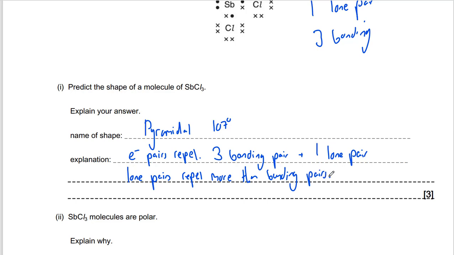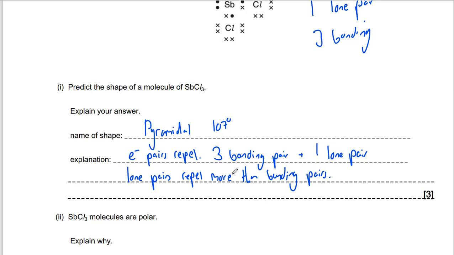It never changes. If you always set out your explanation like this for a shape or a bond angle explanation, you will always pick up maximum marks, provided, of course, you count them correctly, but that's not the hard bit. Electron pairs repel. I have 3 bonding pairs and a lone pair, and lone pairs repel more than bonding pairs. That's all you need to say. That gets you 3 marks every time.